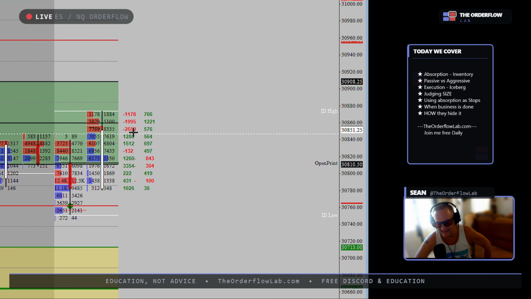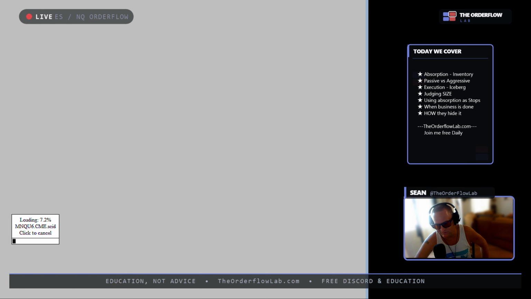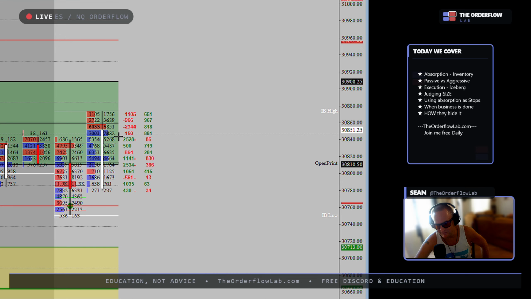Okay, 8,300 contracts, 5,100 contracts, 1,800. See how as you move up, there's less and less volume being bought. They're taking everything you're buying as it goes up. They hide the absorption. Now, if I zoom in on this a little bit more, you'll see it thin out probably even more. Right? 6,800, 3,600, 1,756. It continues to drop off.